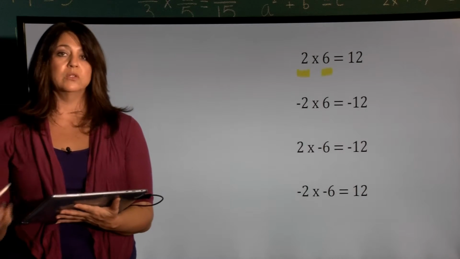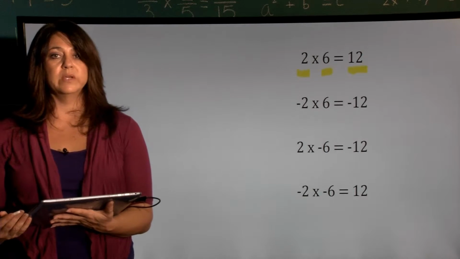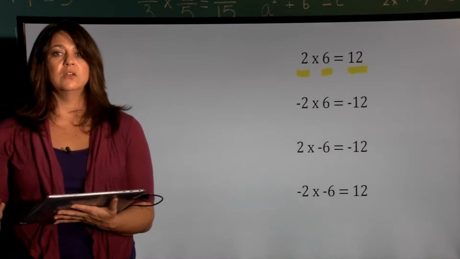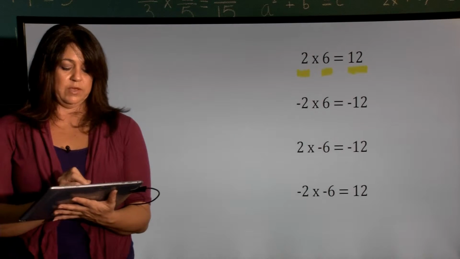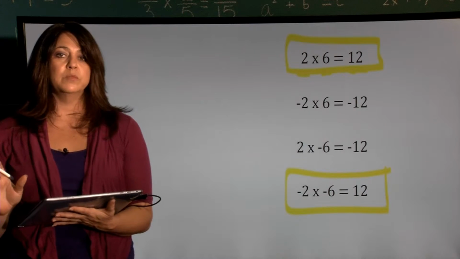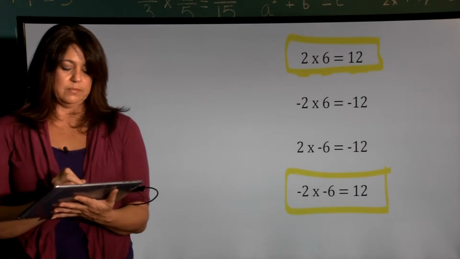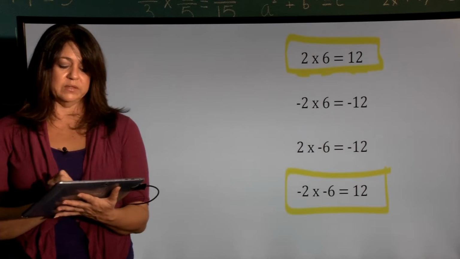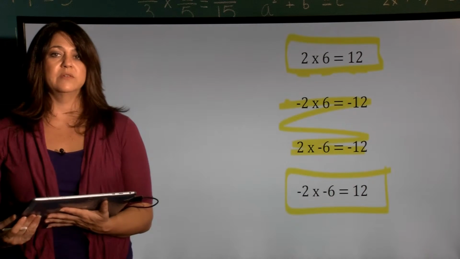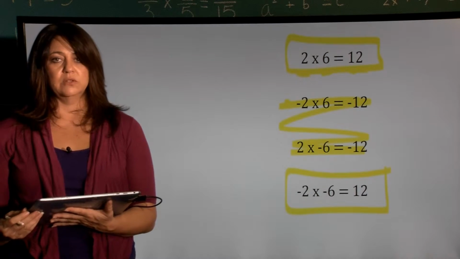Anytime you are multiplying 2 and 6, the number part of your answer will always be 12. Then look at the signs. If they're both positive or both negative, as long as they're both the same, then you have a positive answer. Anytime you have mixed signs, one positive, one negative, that's when you get a negative answer.